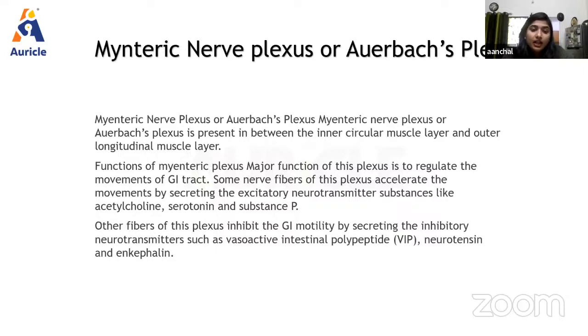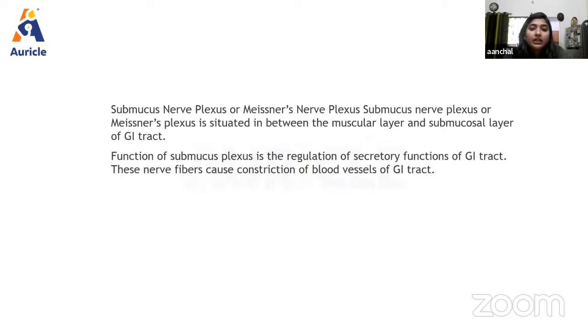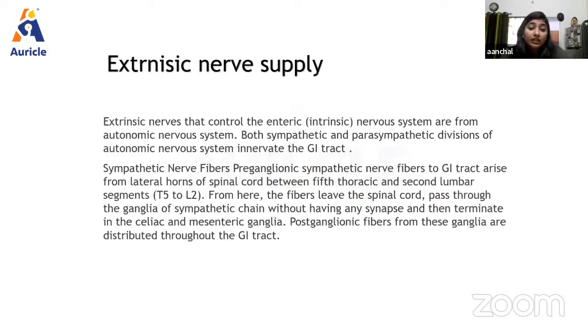Then next we have the submucous nerve plexus or Meissner's plexus, situated between the muscular layer and submucosal layer of the GI tract. And as we know, the function of the submucous plexus is the regulation of secretion function of the GI tract. And these nerve fibers cause constriction of blood vessels of the GI tract so that the secretion can be increased inside the GI tract. Then next we have the very important thing, the extrinsic nerve supply.